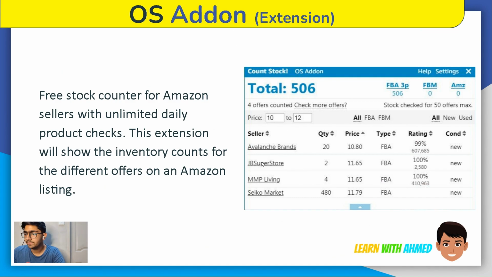As you can see over here, it shows the seller names, and if you click on the name, you will also go to the seller page. There is the quantity of the products they have, the price they have, the type of seller they are, FBA, FBM, Amazon, the rating they have, and the condition. You can also sort with some filters, like the type, FBA, FBM, or all, used or new, price range, number of offers, total FBA stock, total FBM stock, total Amazon stock, and total listing stock.